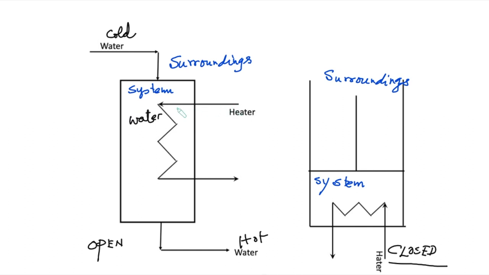So there is an exchange of energy between the surrounding and the system, and there's an exchange of mass between the surrounding and the system. Here you can see the mass is entering the system and the mass is going out of the system. Similarly, some amount of energy comes in, some is absorbed here, and the remaining energy goes out. So both exchanges are happening. This is an example of an open system. Let's go to the next.